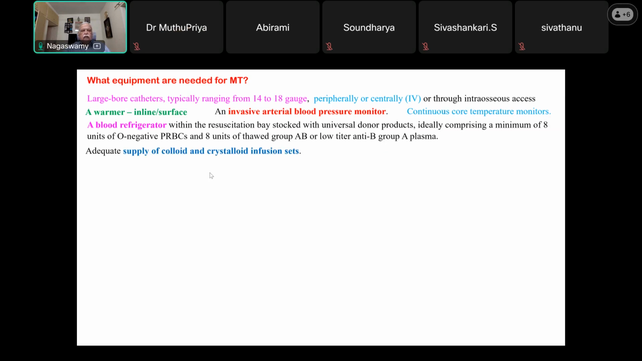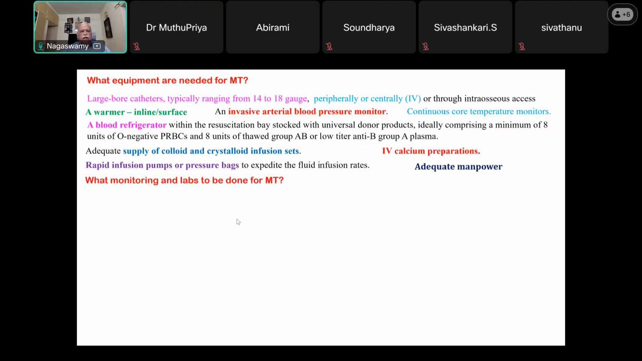And an adequate supply of colloid and crystalloid infusion sets. IV calcium preparation should be available to replace the lost calcium because of the heavy citrate content, and rapid infusion pumps and pressure bags, and adequate manpower. All these things are the requirements to start an MTP.